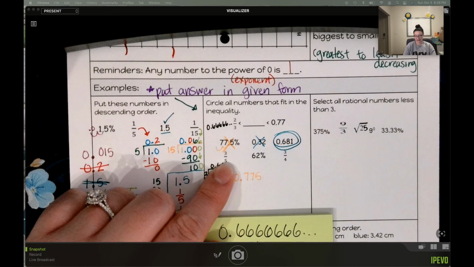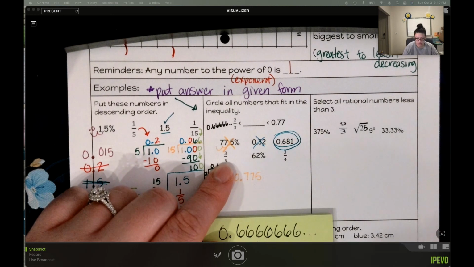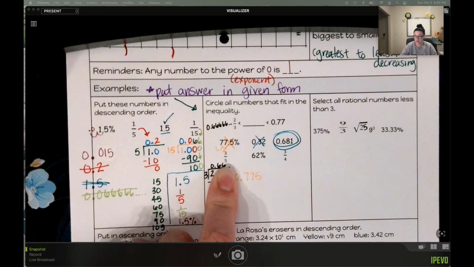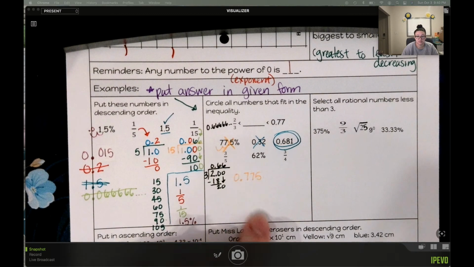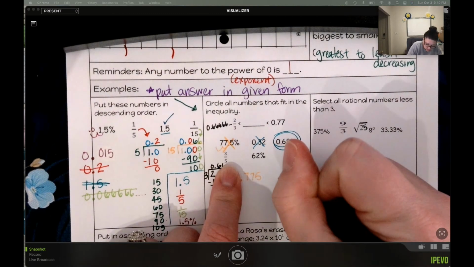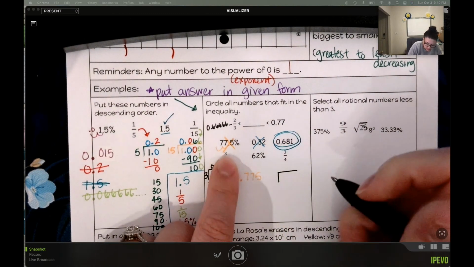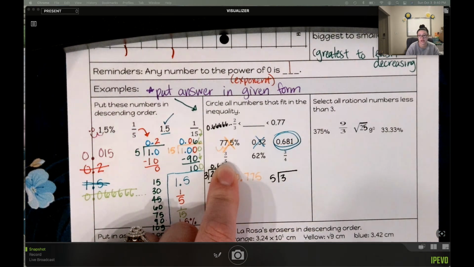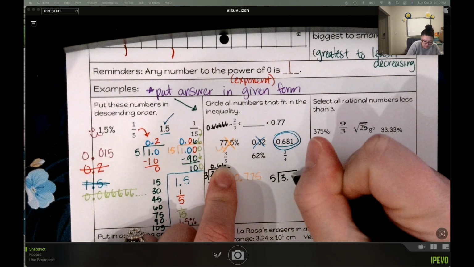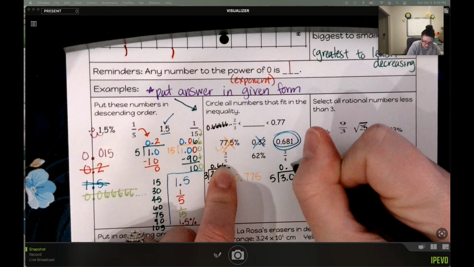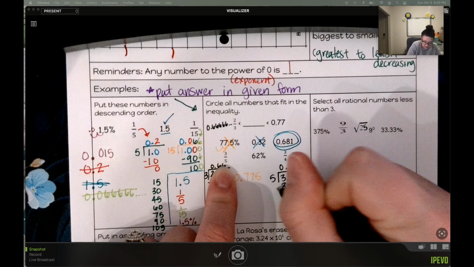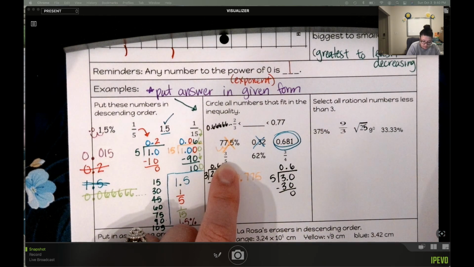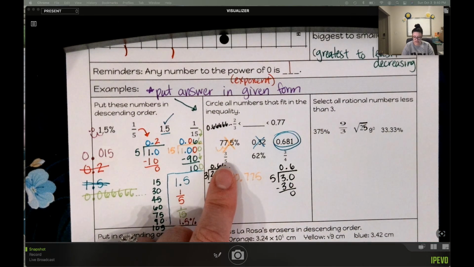3/5. Uh-oh. Back to decimals we have to convert. Division box. Top dog gets the house. So 3 goes inside, 5 goes on the outside. Five doesn't go into 3, but it goes into 30 six times. So 3/5 is really 0.6.